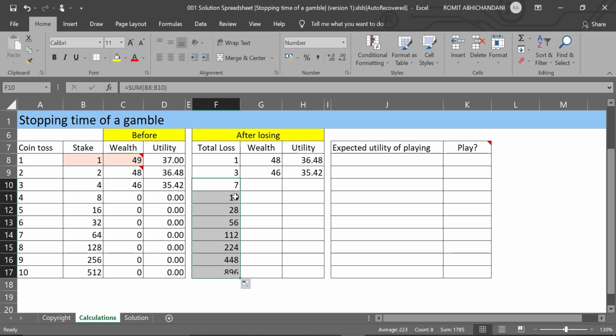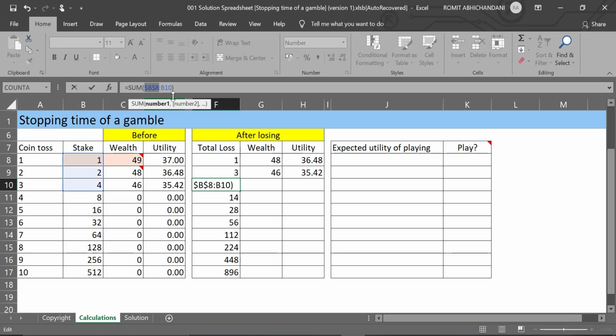Why? Because here the loss will be equal to the sum of these 4. Okay, 1, 2, 4 and 8, because you put in all of these at stake and you lost all of them, right? So this is exactly B. Okay, but so this has taken B9 to B11. But we also wanted to include B8. So what I'll do is, I'll make this B8 fixed by pressing function F4, and once I press F4, this becomes fixed. This gets these dollar signs. Okay, now I can actually replicate this downward.